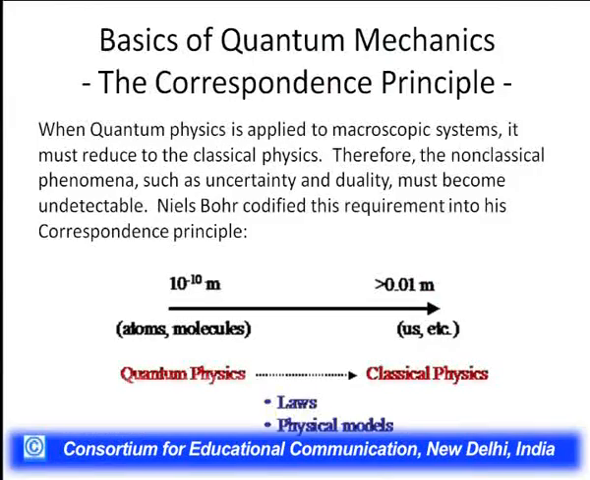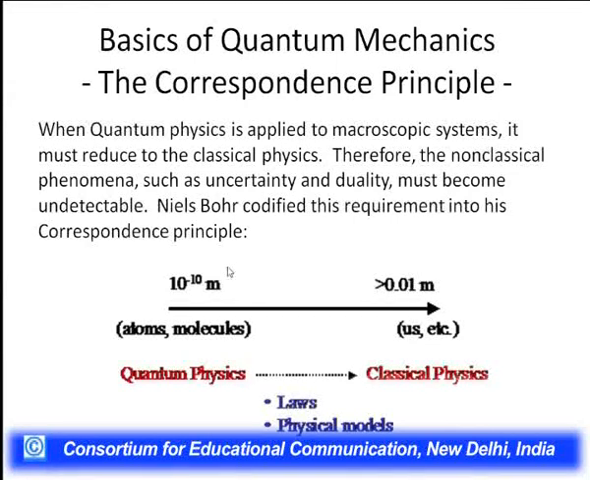The correspondence principle in quantum mechanics states that when quantum physics is applied to a macroscopic system, it must reduce to classical physics, just as we try to apply classical mechanics to the microscopic. Therefore, the non-classical phenomena such as uncertainty and duality must become undetectable if we use quantum physics for the macroscopic system.